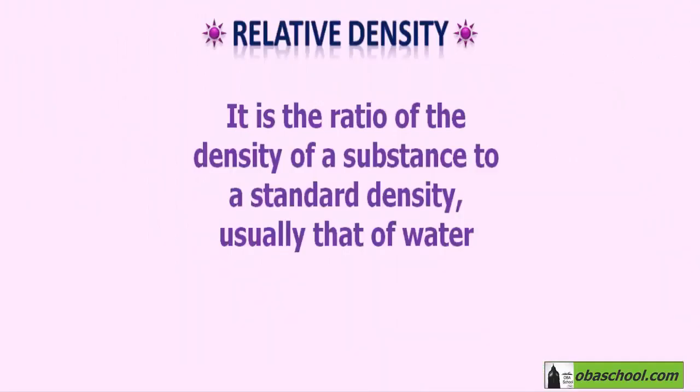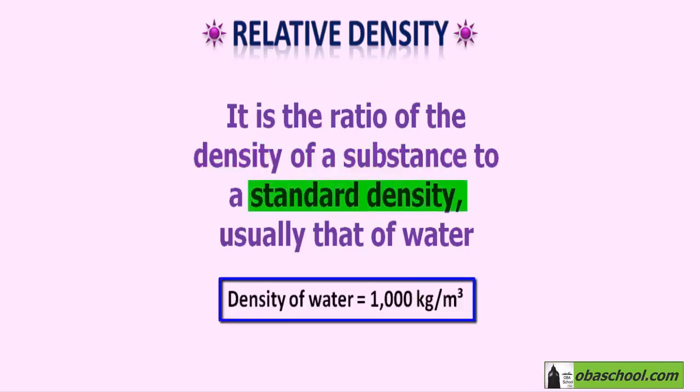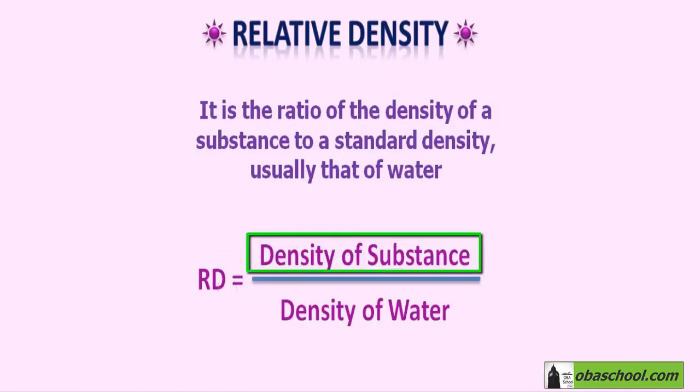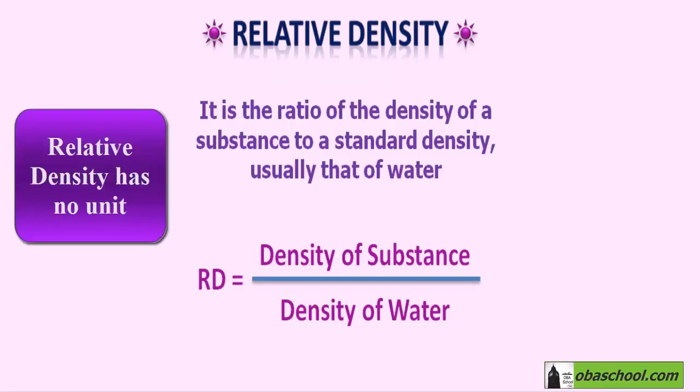Relative density is the ratio of the density of a substance to a standard density, usually that of water. So you compare the density of the substance relative to water. Density of water is 1000 kilogram per meter cube. So the relative density is equal to the density of the substance over the density of water. And it has no unit.